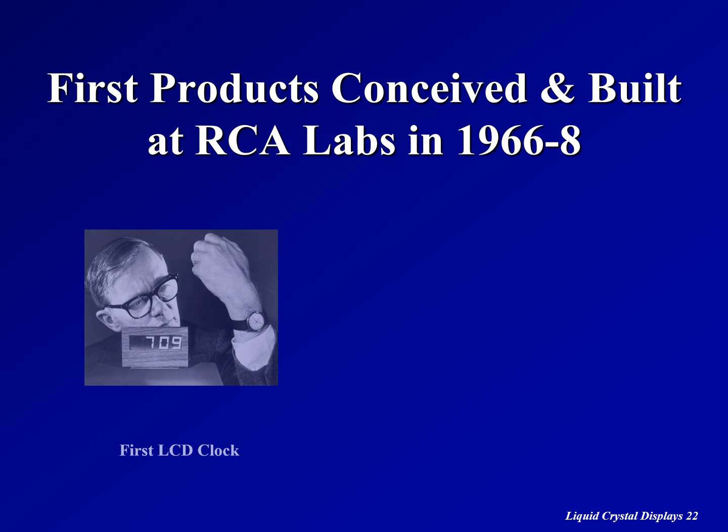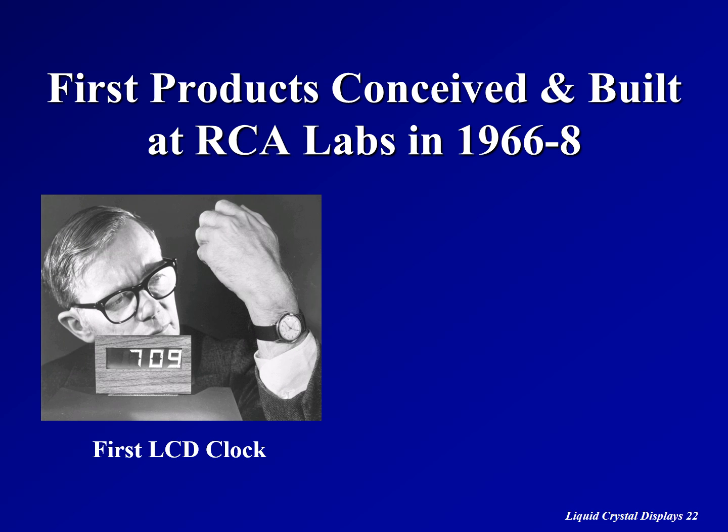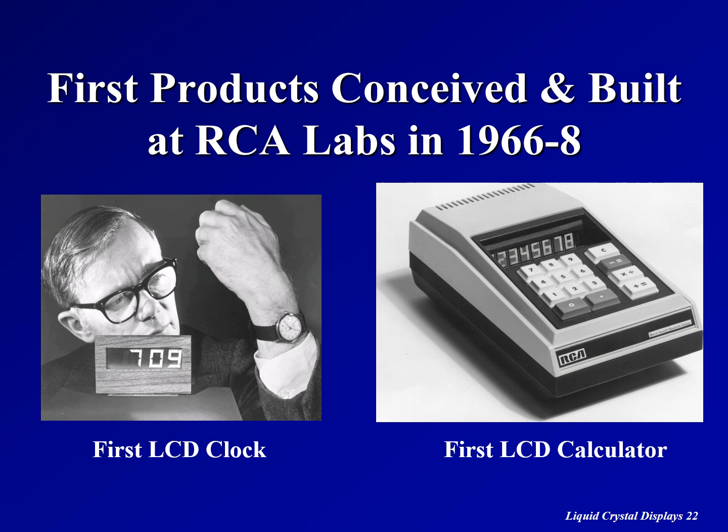Between 1966 and 1968, models of some of the first commercial products that were expected to use liquid crystal displays were built. The photo on the left shows a model of the first digital clock that used a liquid crystal display. A model of the first digital calculator that used a liquid crystal display is shown in the photo on the right.